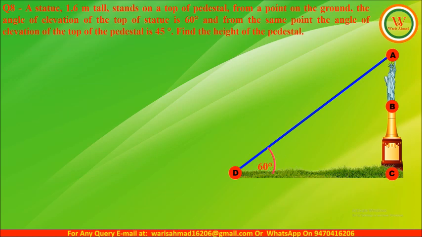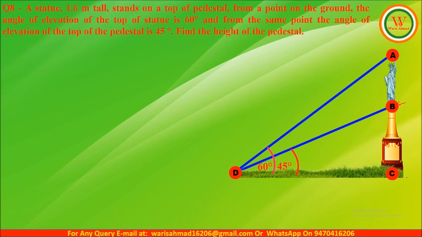Now the next line, from the same point D, the angle of elevation of the top of the pedestal. Which is the top of the pedestal? Point B is the top of the pedestal. So the angle of elevation of the top of the pedestal is 45 degree. So first of all we have to draw the line of sight, means DB. This is the line of sight, and the horizontal line is DC. So the angle between these two is given as 45 degree.